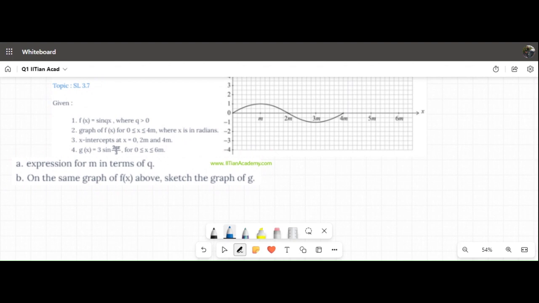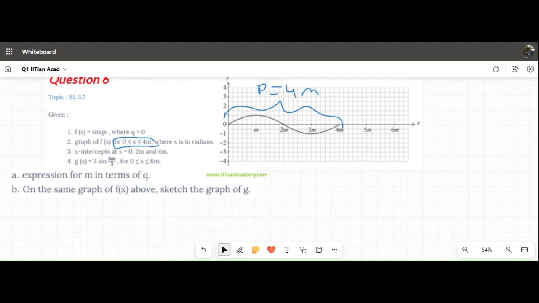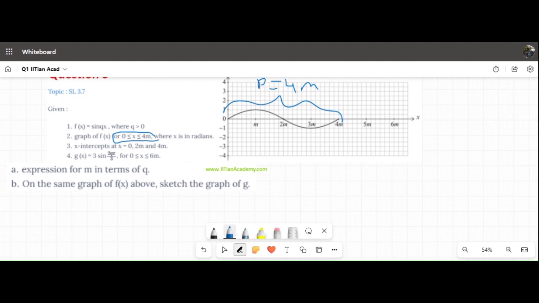So we look at our graph and the given values here. Firstly, the given interval, which we can also just see on our graph. If we look at the graph, we see that this is our period. I will just call it P is equal to 4m. And now the equation for period is P is equal to 2 pi divided by the variable in our equation which precedes x. So we have sine qx, so we can say that our period is 2 pi over q. And P is also equal to 4m.